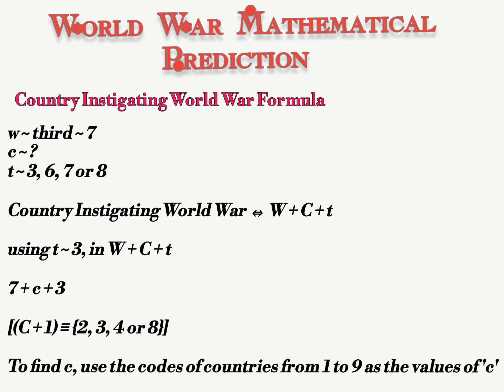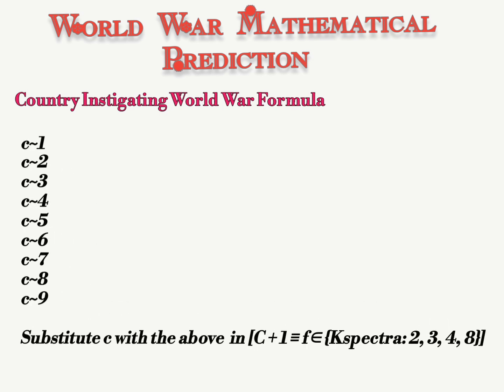To find C, use the codes of countries from 1 to 9 as the values of C. C approximately 1, C approximately 2, C approximately 3, C approximately 4, C approximately 5, C approximately 6, C approximately 7, C approximately 8, C approximately 9. Substitute C with the above in C plus 1 is defined as F element of K spectra 2, 3, 4, 8.